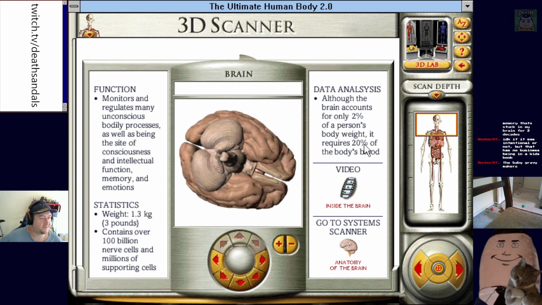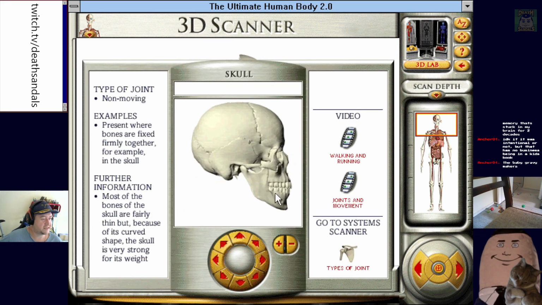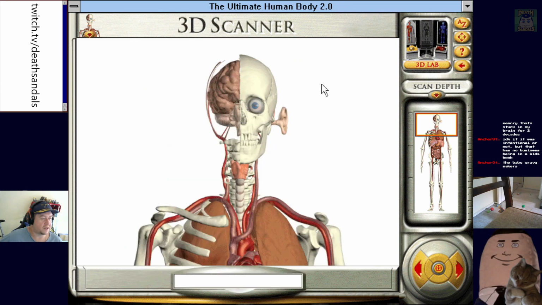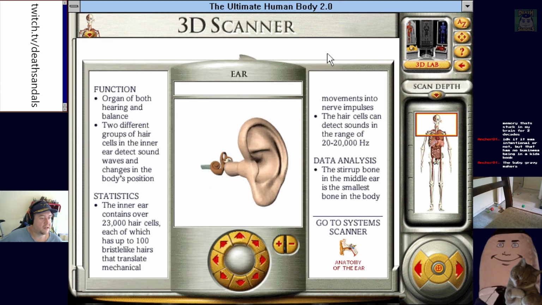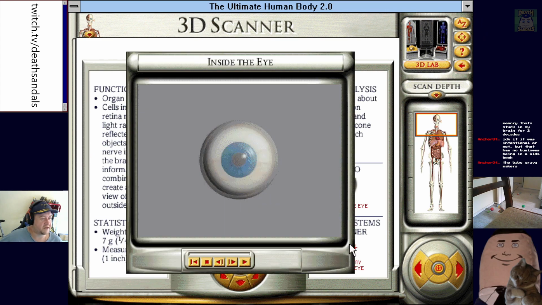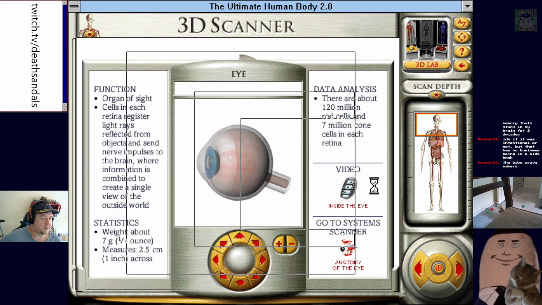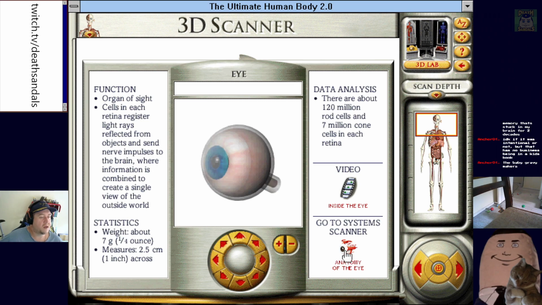It's nice of them to actually put... You always sort of have to go reasonably deep into these sort of games. Yeah, we got the skull. Ooh, joints, though. Ears... It's the eye. Yeah, let's learn some stuff about the eye. Oh no, there wasn't any voiceover for these ones. You just get the rundown on the eye, don't you? Oh, and you can go to the actual anatomy of it too.